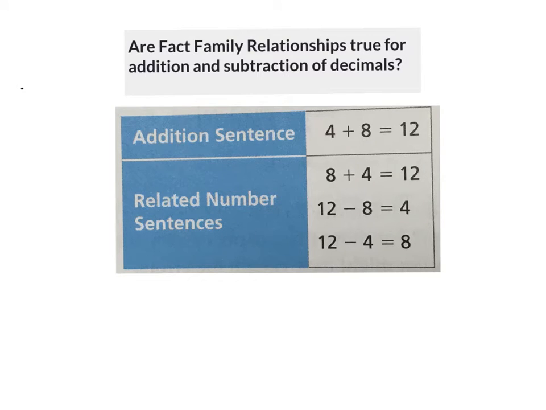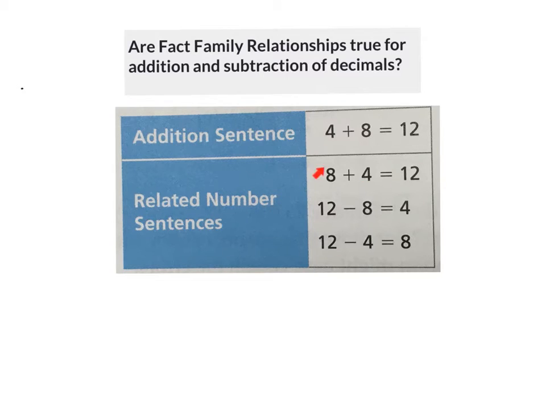The question that we have for today's lesson on fact families is, are fact family relationships true when we add and subtract decimals? If you remember back, we learned that we can take the different parts of an addition sentence, in this case 4 plus 8 equals 12, and we can come up with families using the facts but just changing the order. So 4 plus 8 equals 12 is the same as, or related to, 8 plus 4 equals 12.